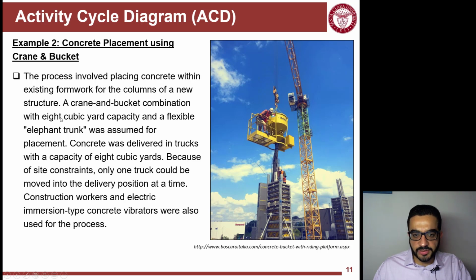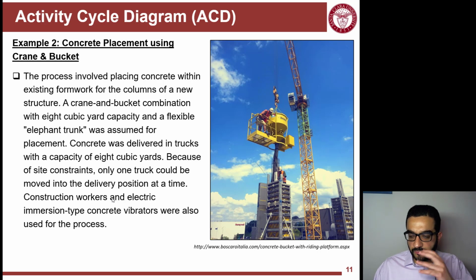What we see here is the bucket has an 8 cubic yard capacity. Concrete was delivered in trucks with a capacity of 8 cubic yards also, the same capacity as the bucket. But each column here has 1 cubic yard volume. The placement of the concrete is done by construction workers with an electric immersion-type vibrator. They put these sticks in the concrete to vibrate it and consolidate it, making sure it's well consolidated into the form.